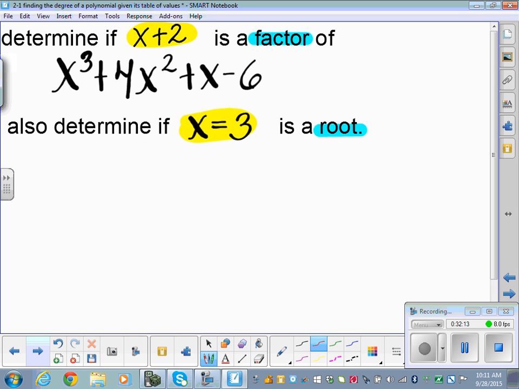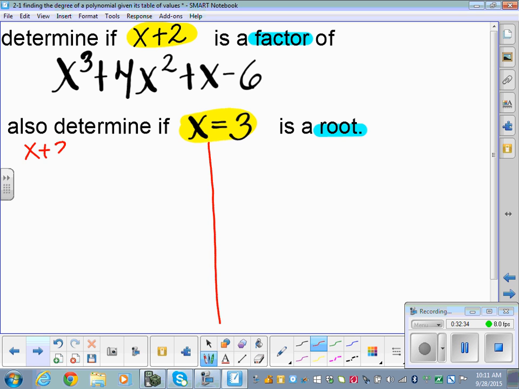Okay, so it says, determine if x plus 2, this one's not on your worksheet, but I need you to watch, because you're given different things here. So it says, determine if x plus 2 is a factor of this polynomial, x cubed plus 4x squared plus x minus 6. Also, determine if x is equal to 3 is a root. So we're going to check 2 different things here. Over here, let's check if x plus 2 is a factor.